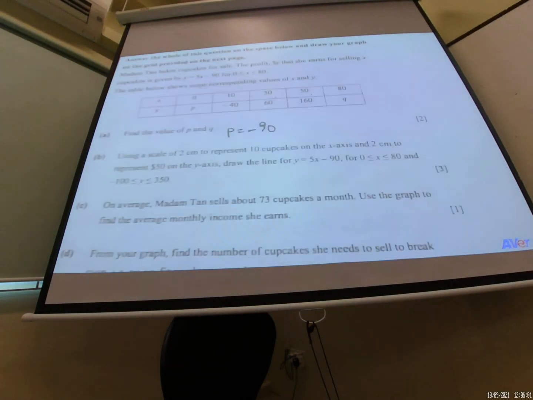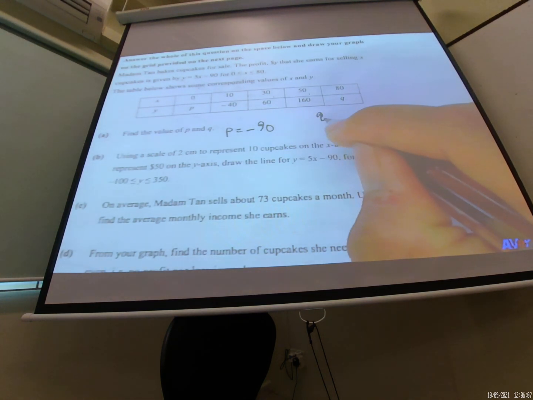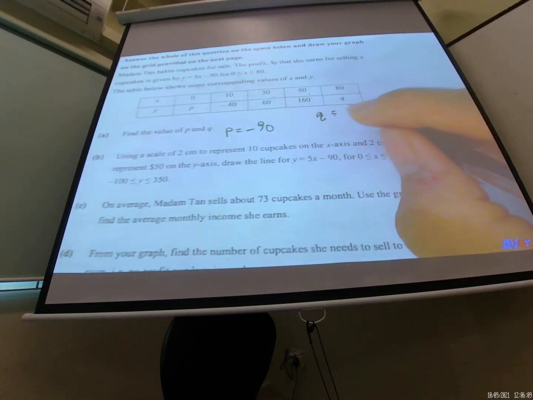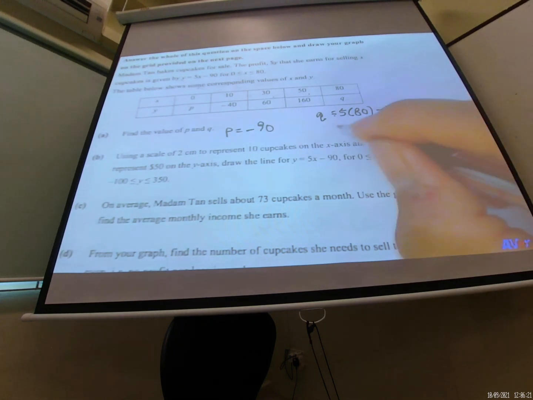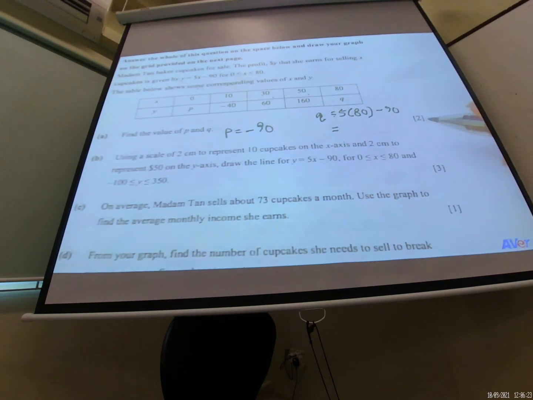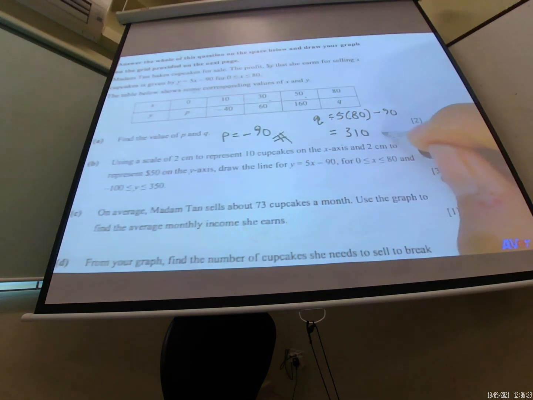Then what is q? q is when x equals 80. So q is equal to 5 times x. When x equals 80, we put x as bracket 80, then minus 90. So q is equal to 400 minus 90, which equals 310. p is negative 90, q is 310.